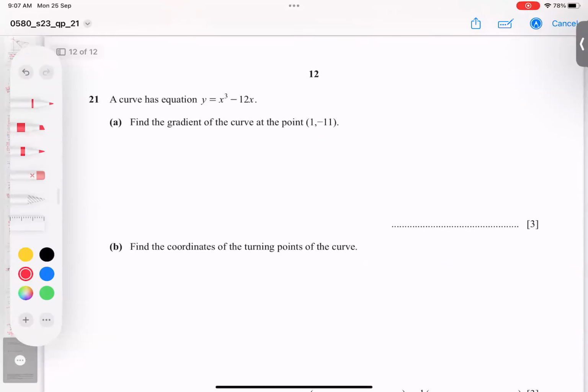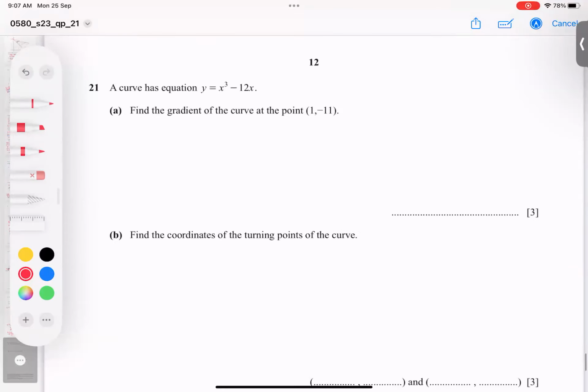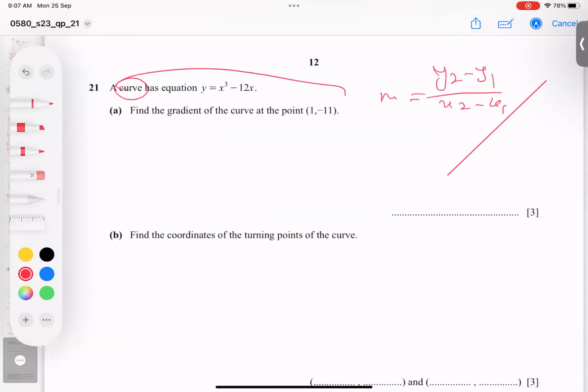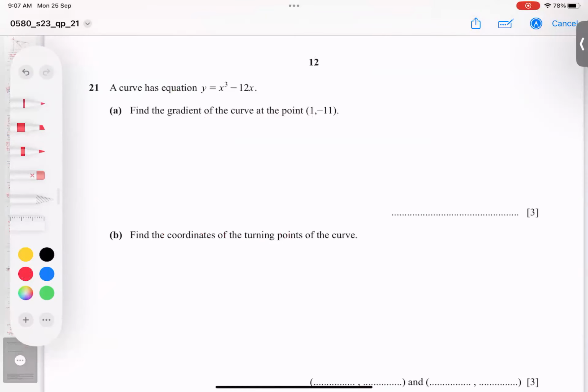Question number 21. In the curve, the curve equation is given, and we must find the gradient. We have two kinds of gradient concept. One formula is y2 minus y1 over x2 minus x1. This topic is called gradient of the straight line, coordinate geometry. But whenever it is a curve, we have one choice only. What is that? Differentiation. So the curve we will differentiate.